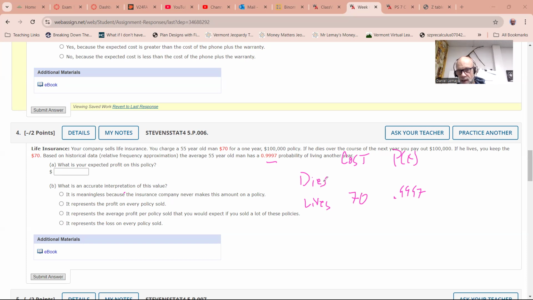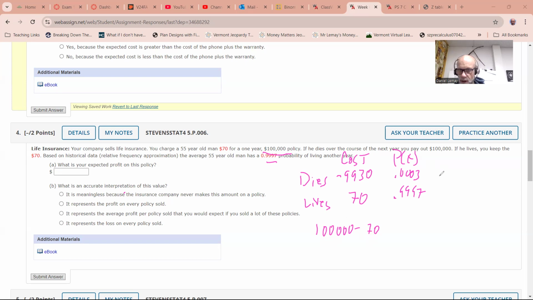But if the guy dies, they're going to have to pay out a $100,000 policy. And the probability he's going to die, remember, is 1 minus that. 0.0003 is what you should get when you do it on a calculator. And then they already got the $70. So they aren't going to have to pay out the full $100,000. They got the $70, so they're going to have to pay out 9,930, I think. If I add $70 to that, doesn't that come up to be $10,000?